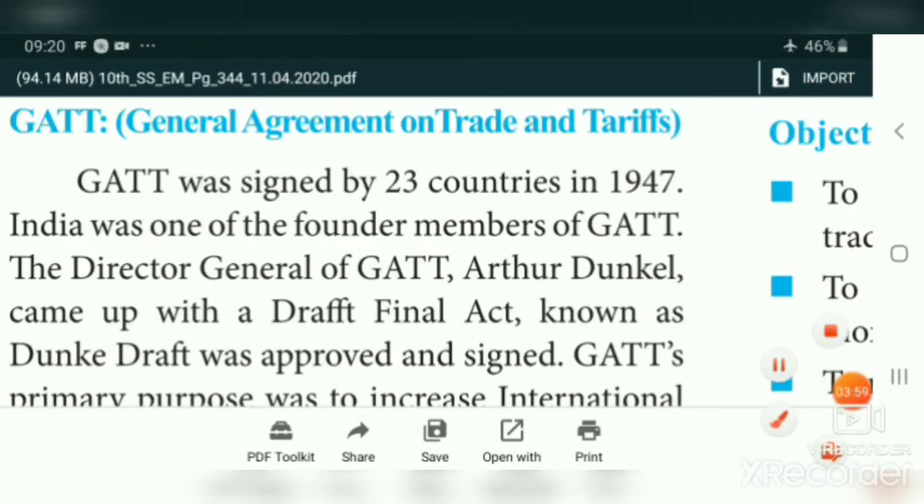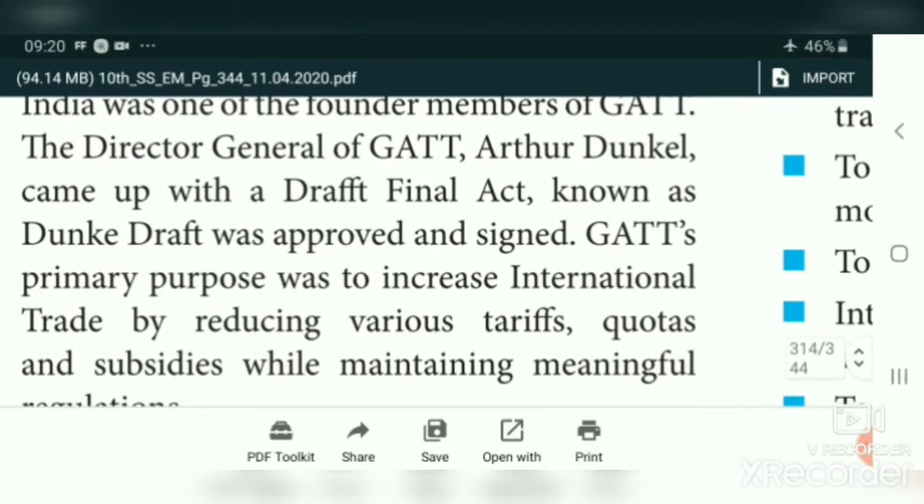Now we will see GATT, that means General Agreement on Trade and Tariffs. GATT was signed by 23 countries in 1947. Note this one. In the year 1947, they formed one international organization. Its members were 23 countries. India was one of the founding members of GATT. The Director General of GATT, Arthur Dunkel, note this name. He came up with the draft final act that was known as the Dunkel Draft, which was approved and signed.